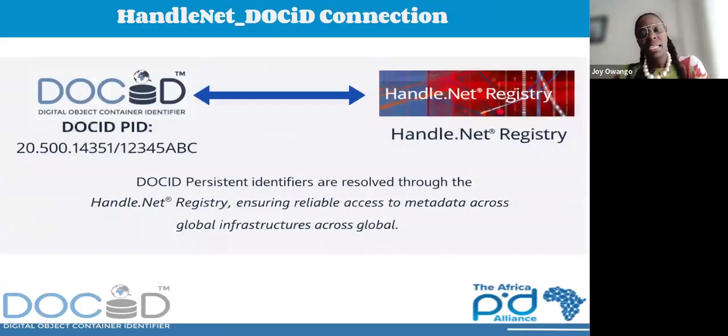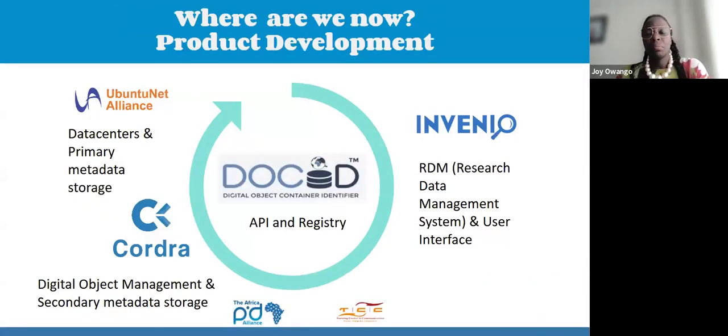Now, one of the developments we've done is that the DOCiD, as I'd said earlier on, is a handle. It's a super handle, and it is resolvable via handle.net. So you can get all the information. If you're worried about its resolvability, it ensures reliable access to metadata across global infrastructures. How we made it is going to be a bit technical, but feel free to ask questions.